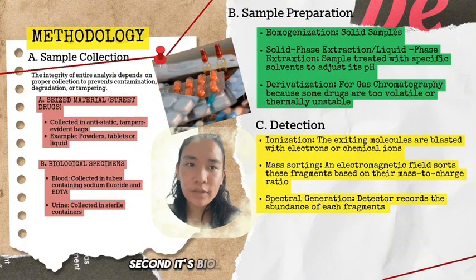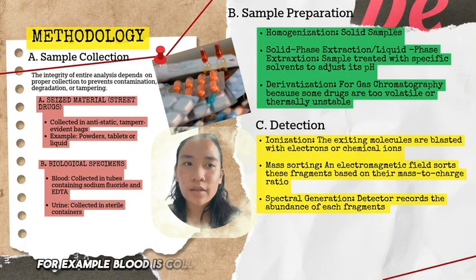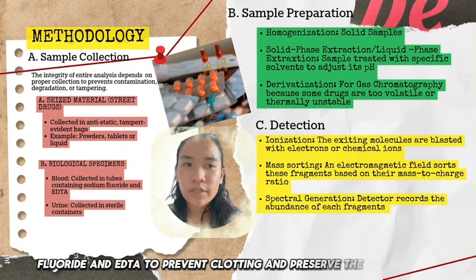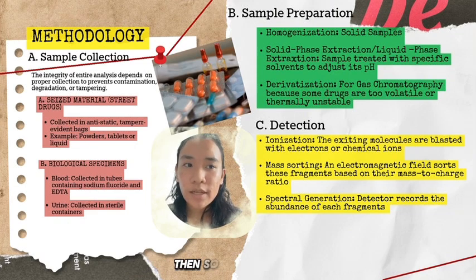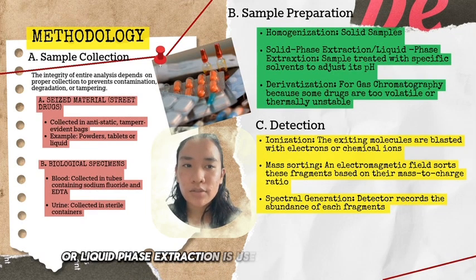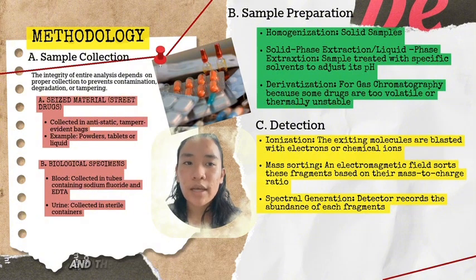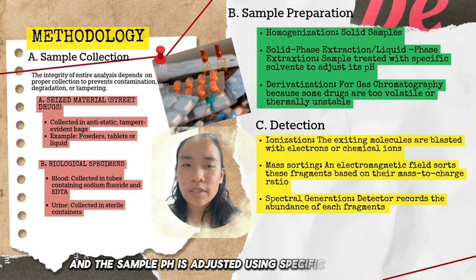The second is biological specimen. For example, blood is collected in tubes containing sodium fluoride and EDTA to prevent clotting and preserve the sample, while urine is collected in sterile containers. Next is sample preparation. Solid samples are first homogenized to make them uniform. Then, solid phase or liquid phase extraction is used to isolate the drug compound, and the sample's pH is adjusted using specific solvents.